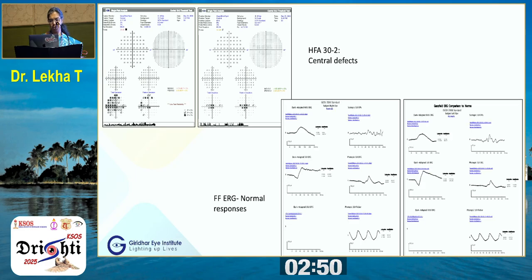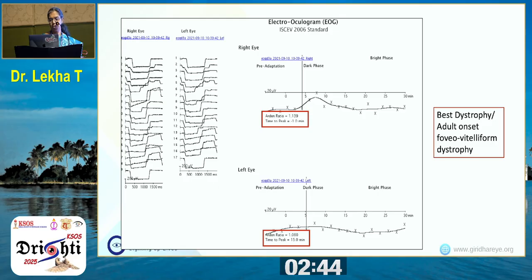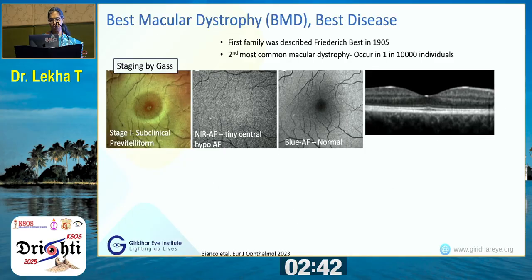Full field ERG was normal, but EOG showed a reduced Arden's ratio suggestive of a variant of Best dystrophy, which is the adult onset foveomacular vitelliform dystrophy. So if you see the phenotype of Best disease, the very first stage is actually a preclinical stage where you need imaging to diagnose it.